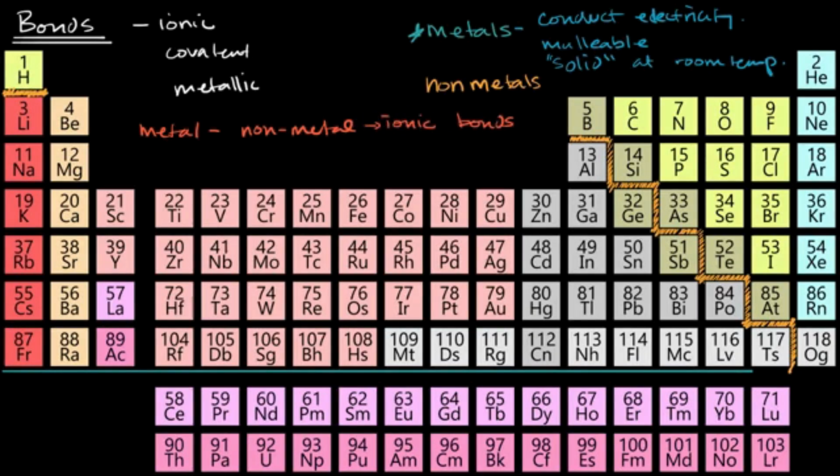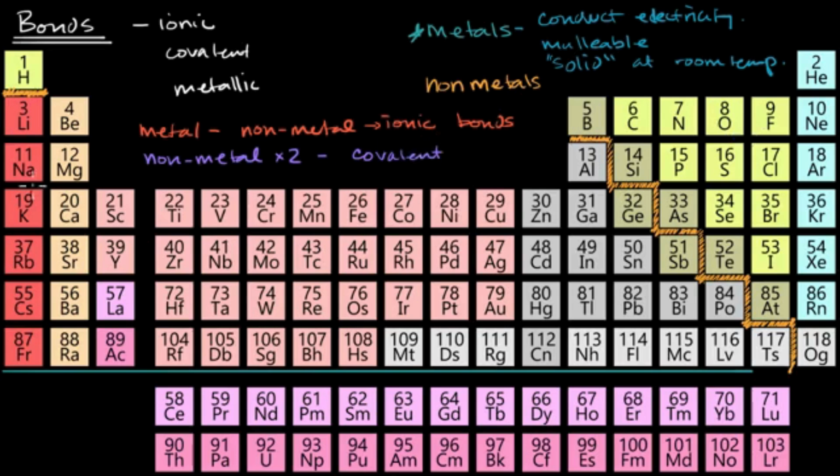Now, what if you were to have a nonmetal with a nonmetal? Two nonmetals bonding to each other. What do you think is going to happen? Well, we saw that as an example in that first video where we said, what happens if oxygen bonds to oxygen? We saw that was a covalent bond, and that is generally the case. When you have two nonmetals form bonds, it is covalent.